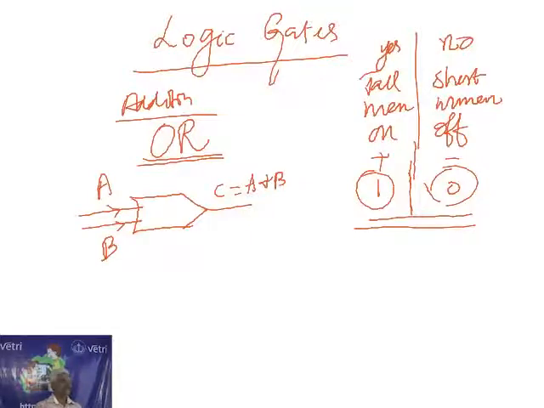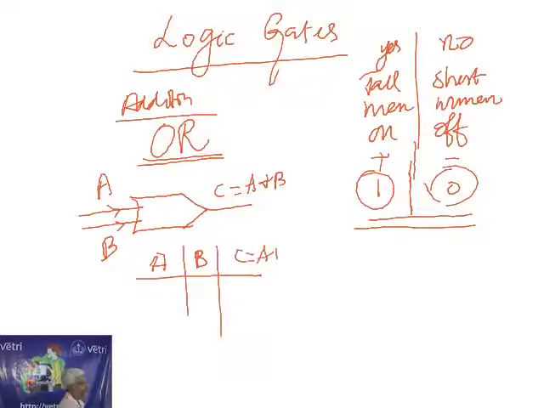Two numbers as input, the output may be added. This circuit is called an OR circuit. Why is the name OR given? Here we have to understand the Boolean table, or truth table.